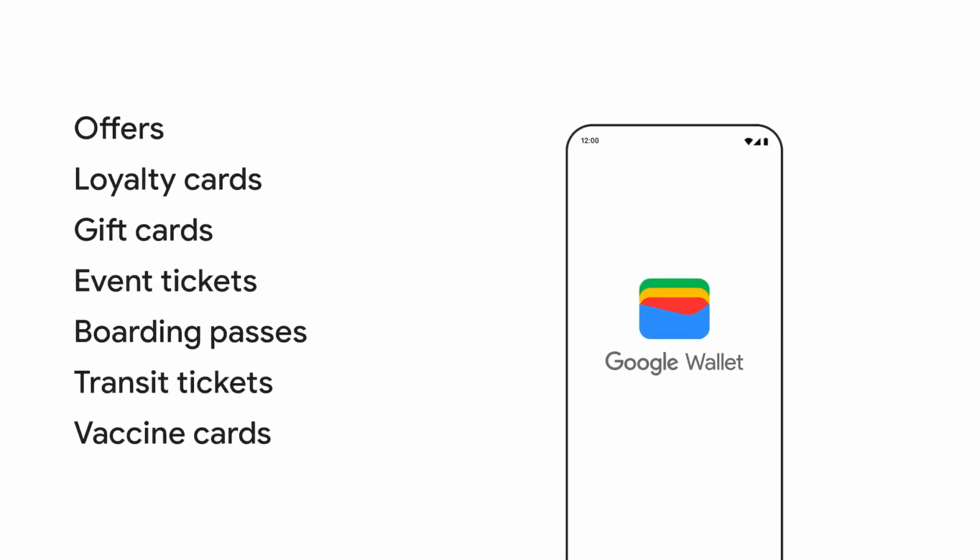Let's talk about new features in our API. The Google Pay API for passes supported 7 types of passes: offers, loyalty cards, gift cards, event tickets, boarding passes, transit tickets, and vaccine cards. But what if you want to issue passes or cards that do not fit into any of these categories? You may want to issue your users other things such as membership cards or insurance cards.